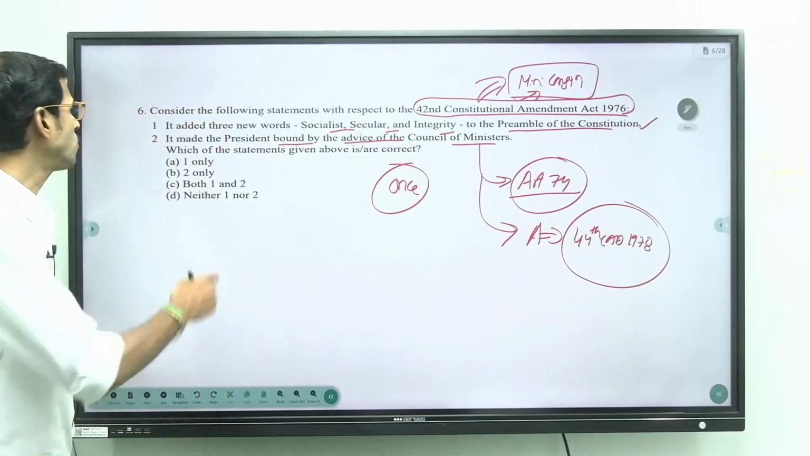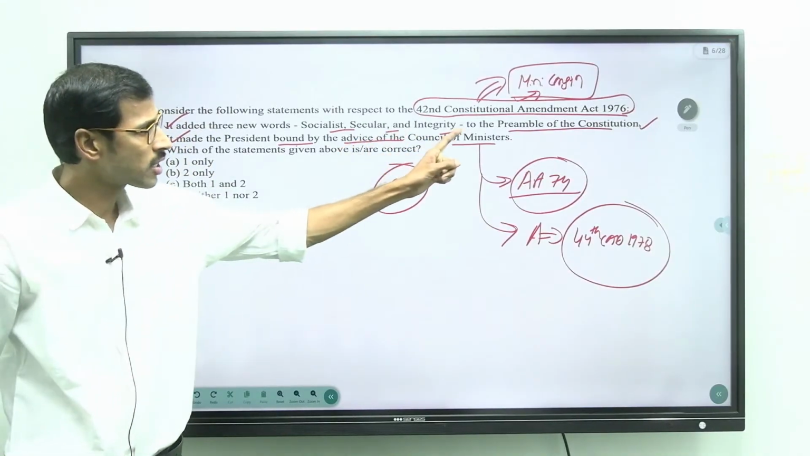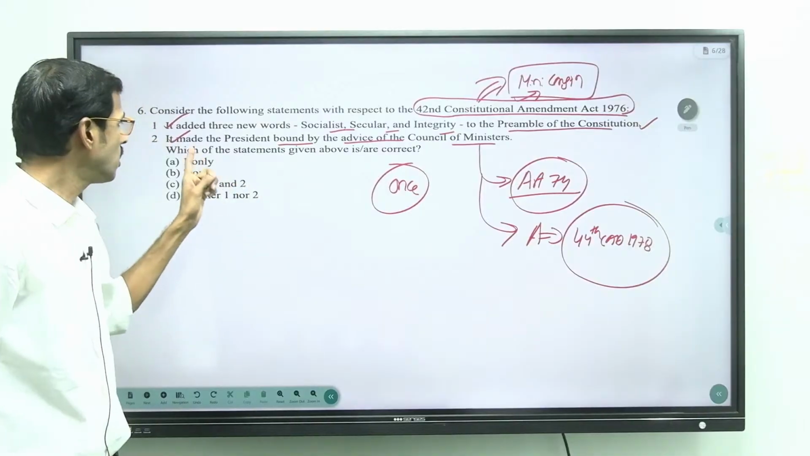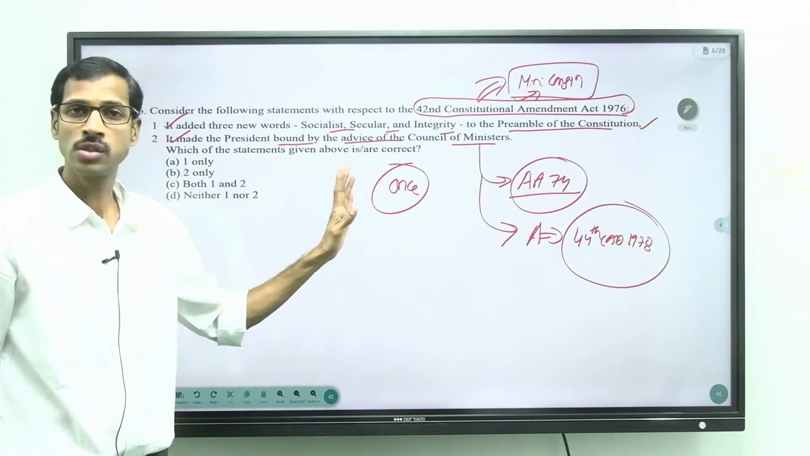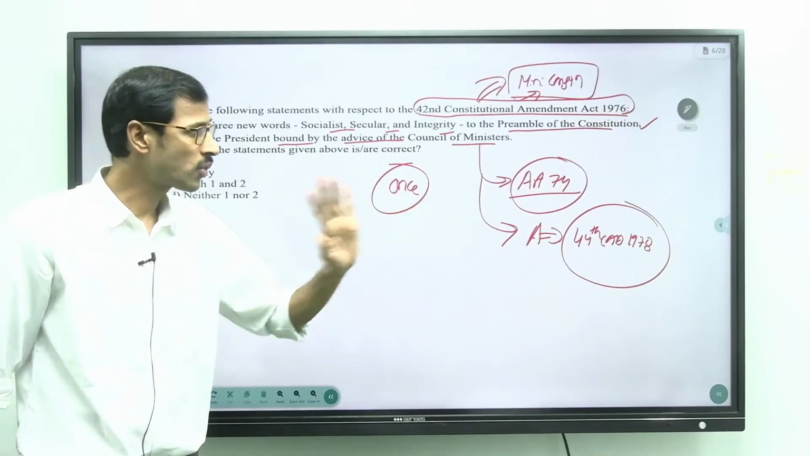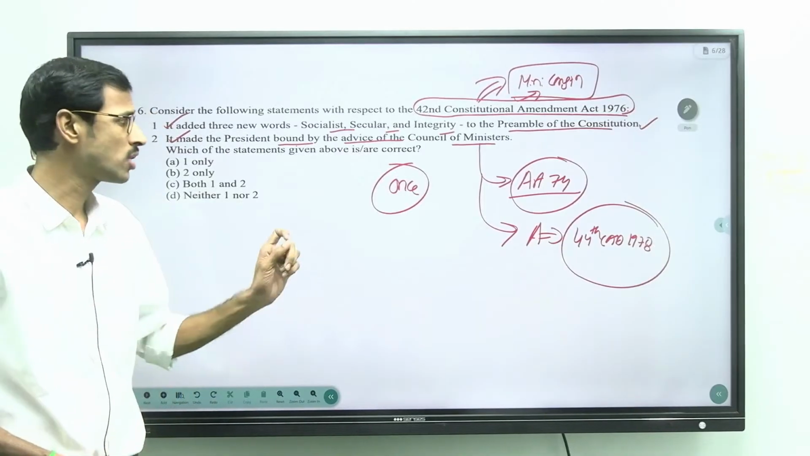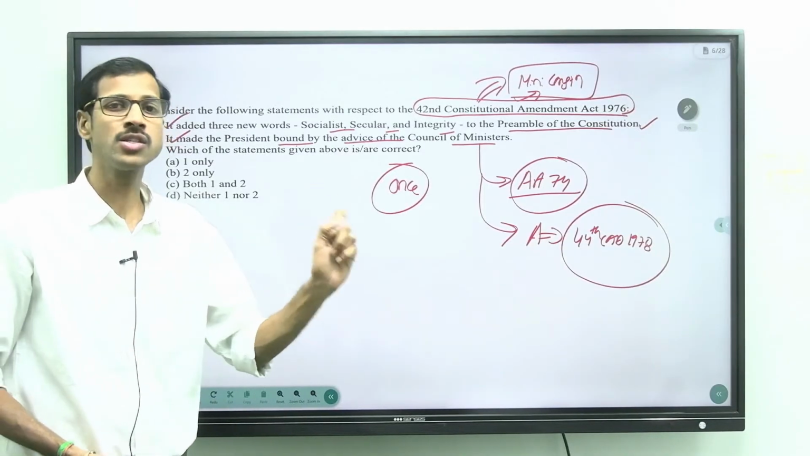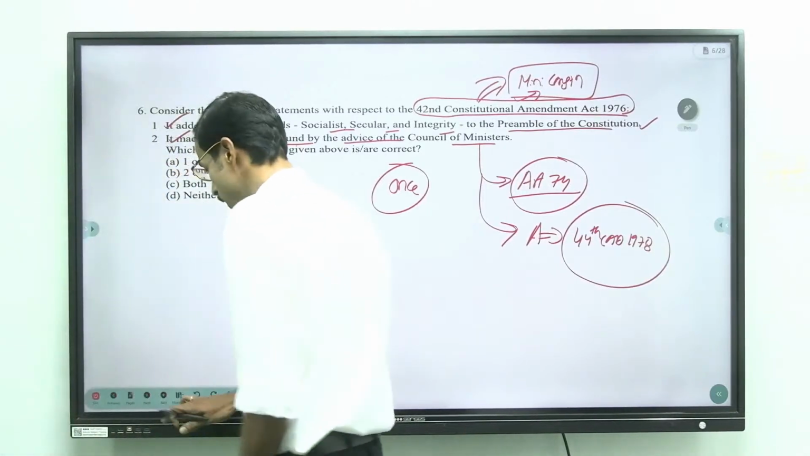So here, if you see, both statements are correct, right? According to the 42nd Constitutional Amendment Act, the President must be bound by the advice of the Council of Ministers. That is right. But after the 44th Constitutional Amendment Act 1978, it was slightly changed, to permit reconsideration only one time, right? So both 1 and 2 are correct.